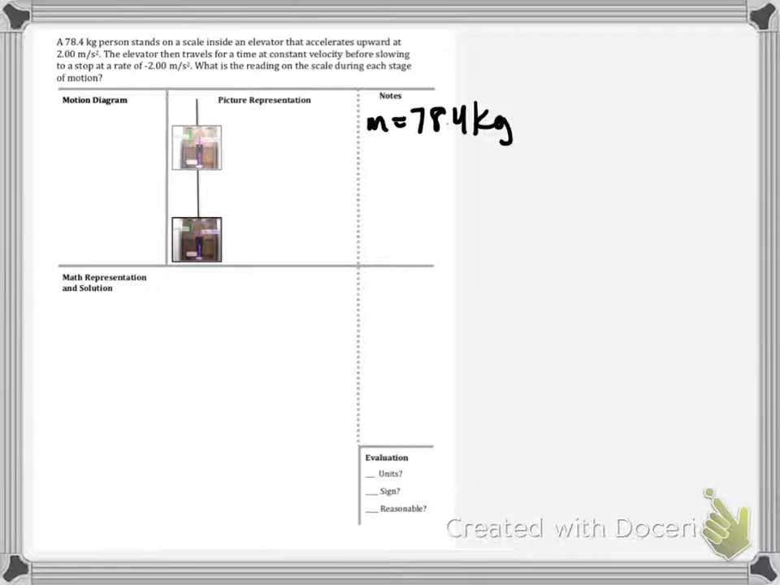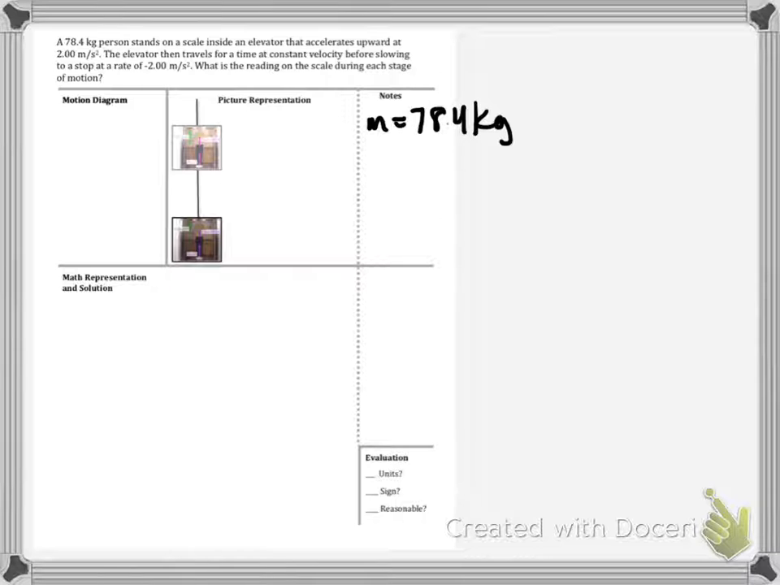Stands on a scale inside an elevator, accelerates upward at 2 meters per second squared, so we know we have some upward acceleration, then a constant velocity, then slows to a stop, so that means velocity is 0 at the stop. We want to know the reading on the scale during each stage of motion.